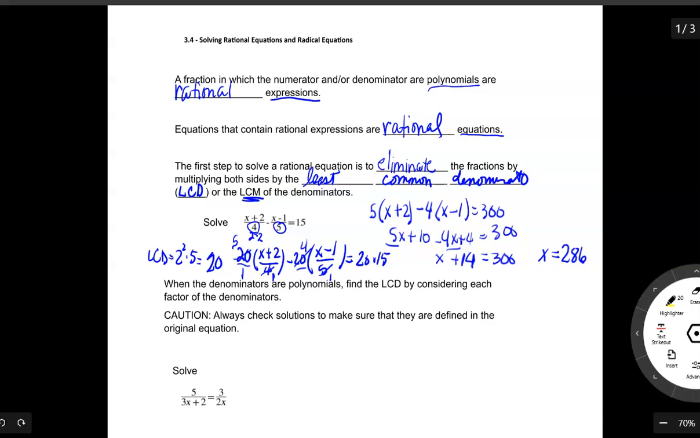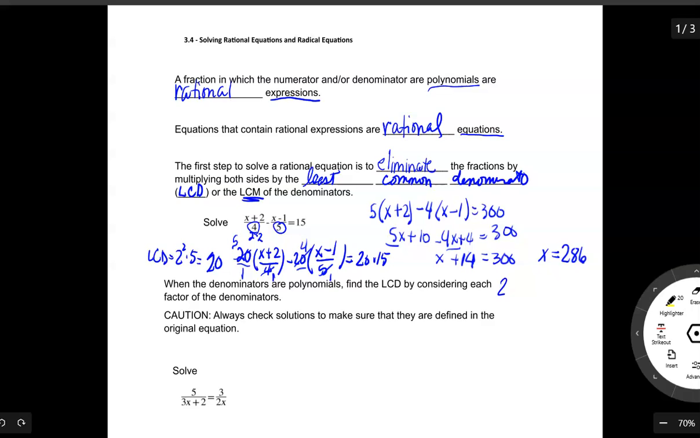286. Now always check your answer, not just to see if you made mistakes, but what you're going to find out is whenever you have variables in the denominator, sometimes you get some extra solutions. Remember, we don't want our denominator ever to be 0. In this case, in our original problem, our denominators were numbers, so we don't have to worry about that here. But from this problem on, once we start working through more of these, you always want to check just in case your answer makes the denominator 0, and then it wouldn't be a solution.